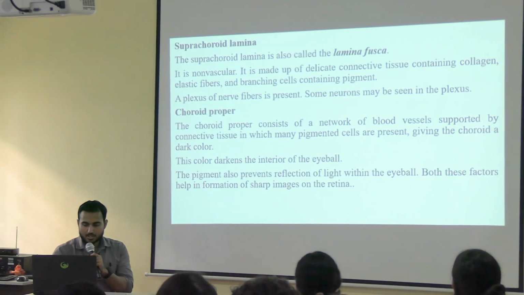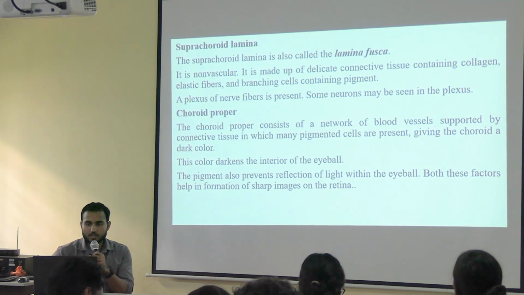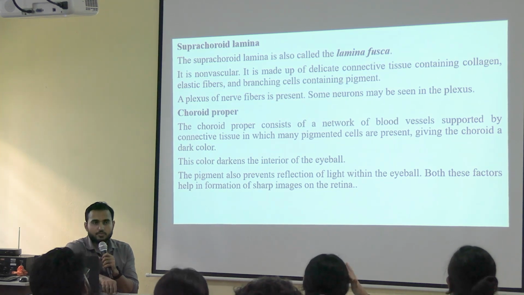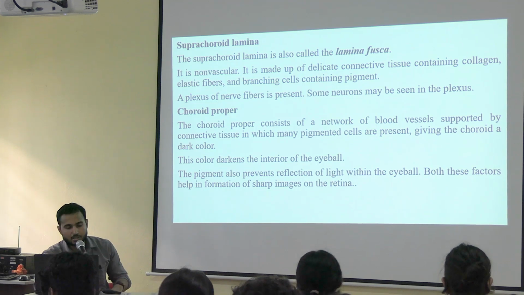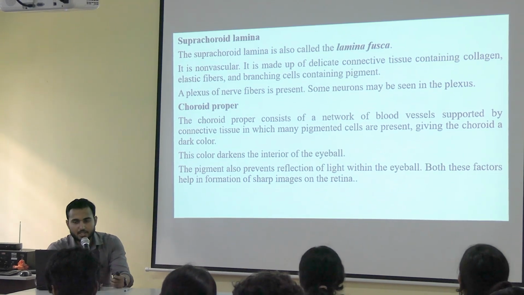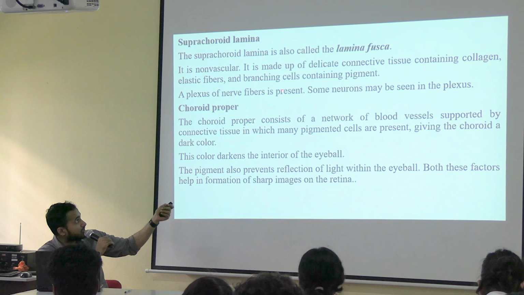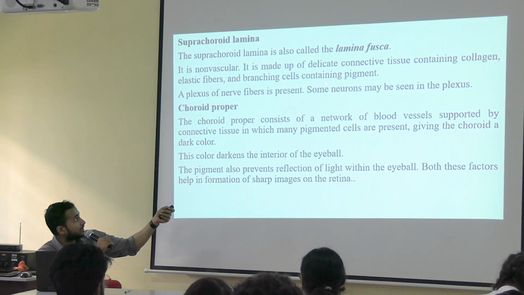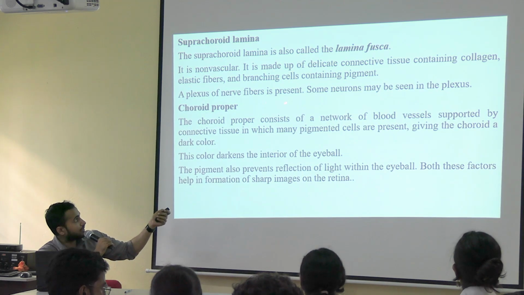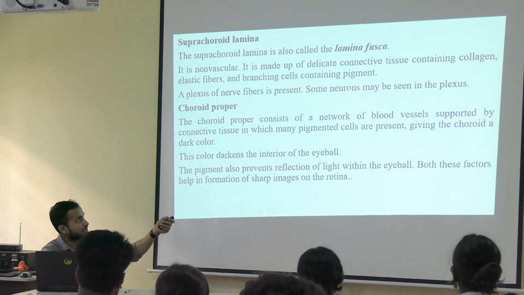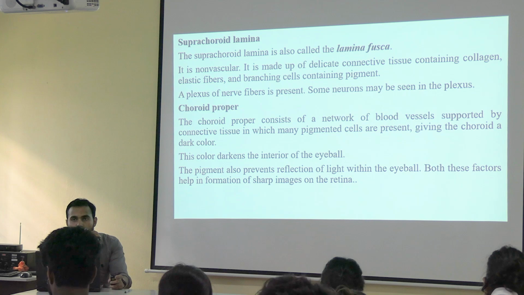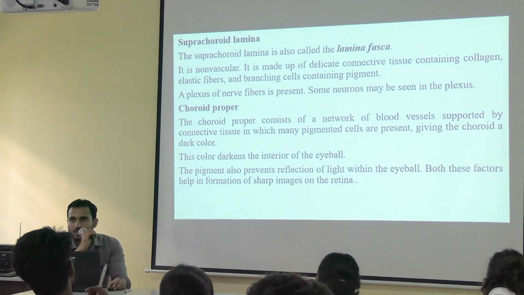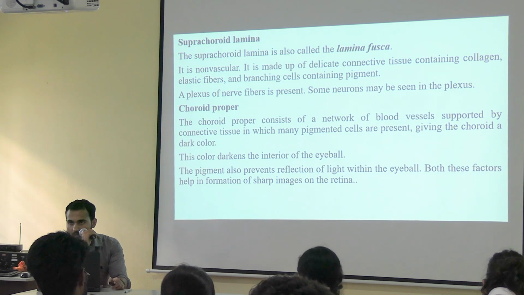So first is the suprachoroidal lamina. It is non-vascular, made up of delicate connective tissue where collagen fibers and elastic fibers are present, as you can see, and some pigments are there. Along with that, nerve fibers are also present in this layer, forming a plexus. That is the suprachoroidal lamina.